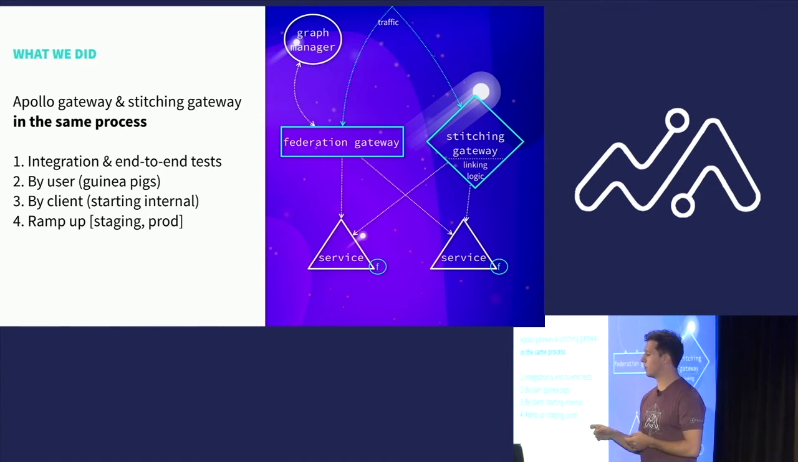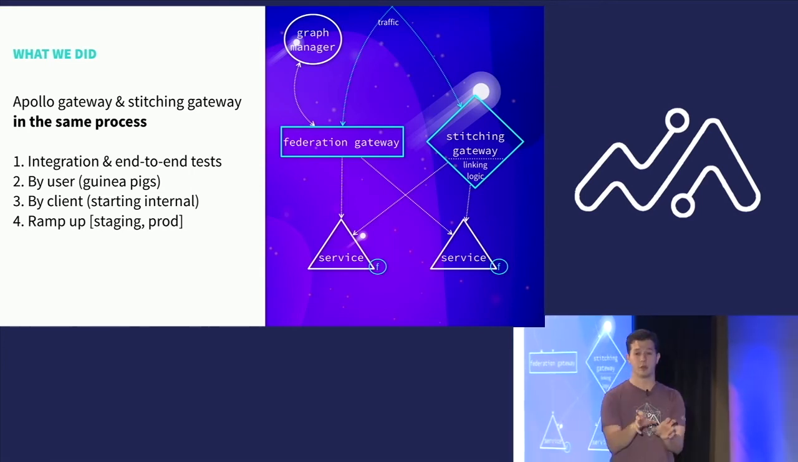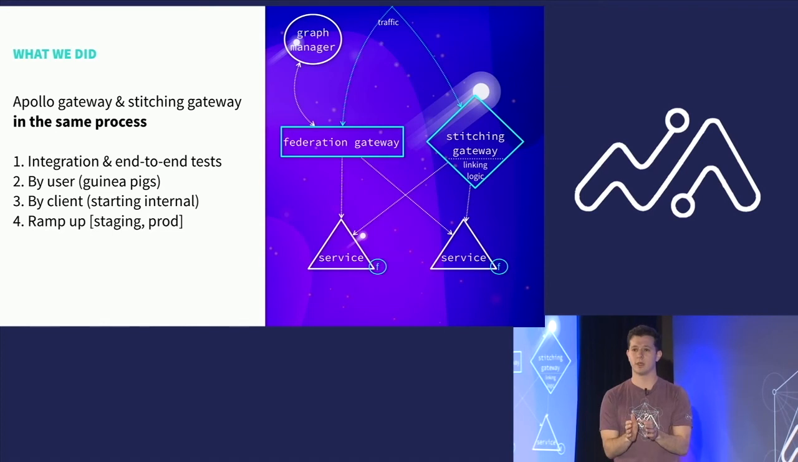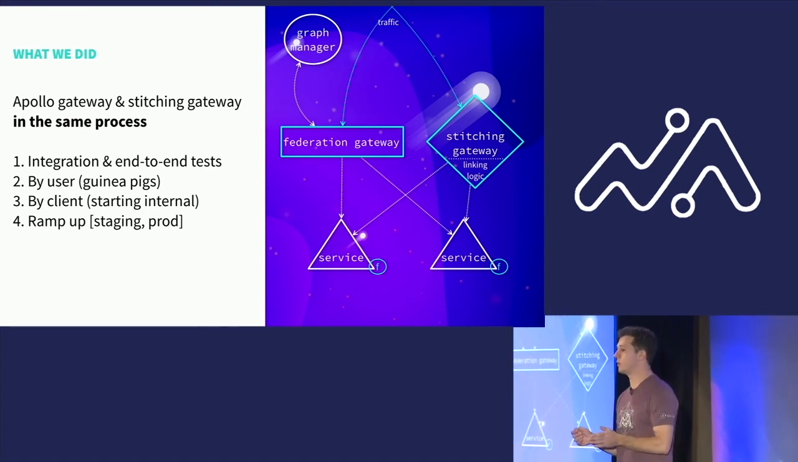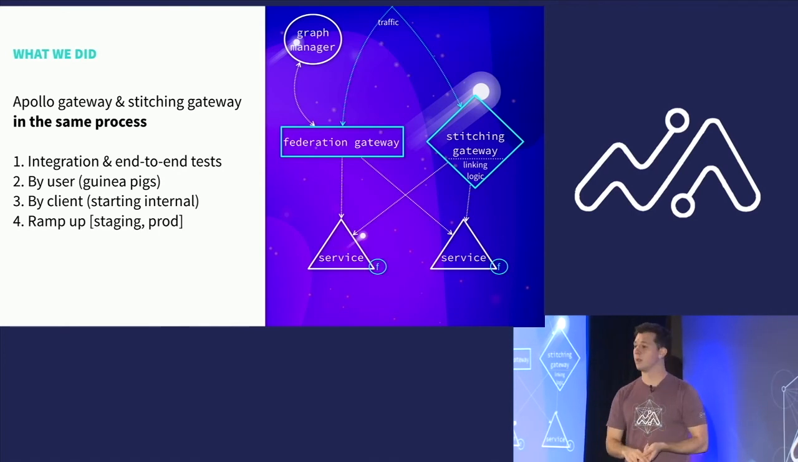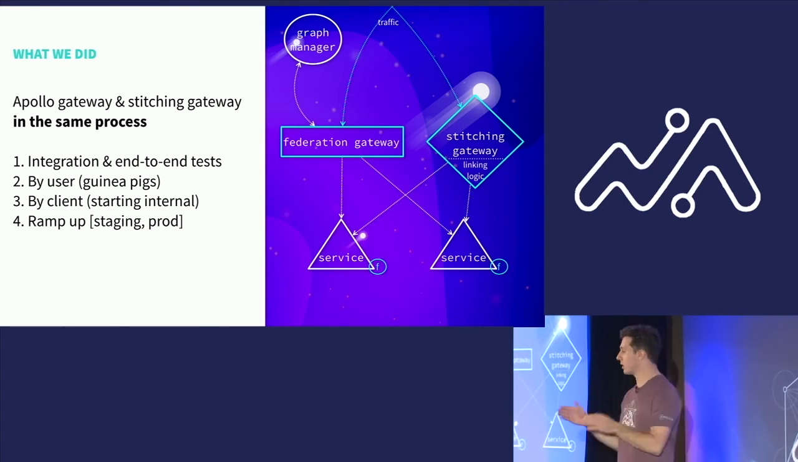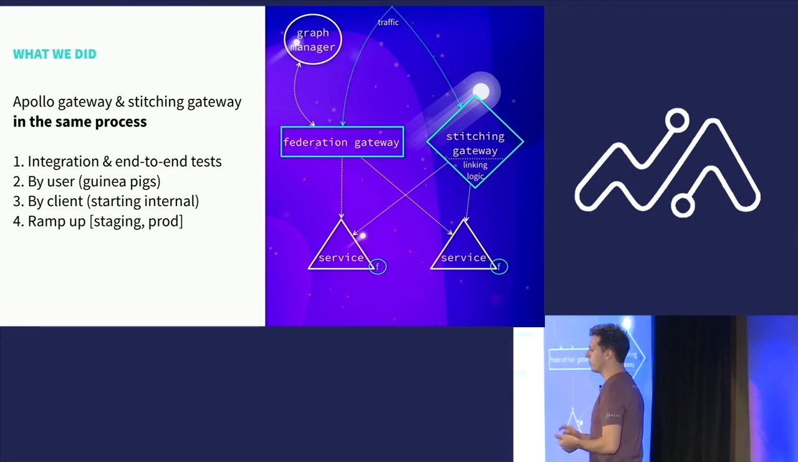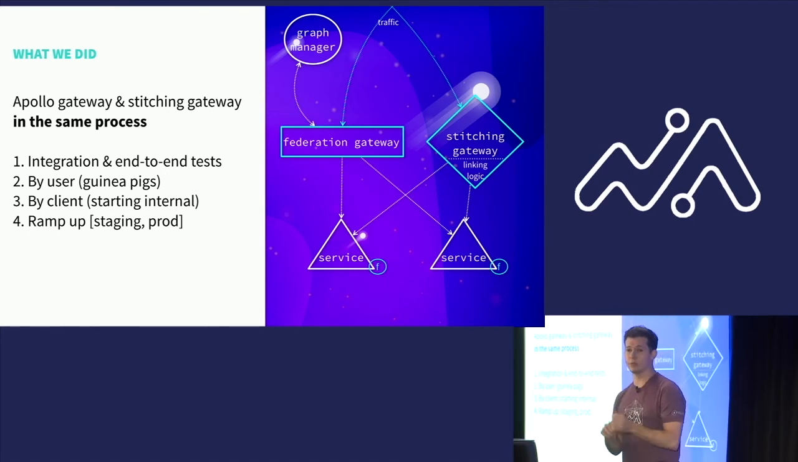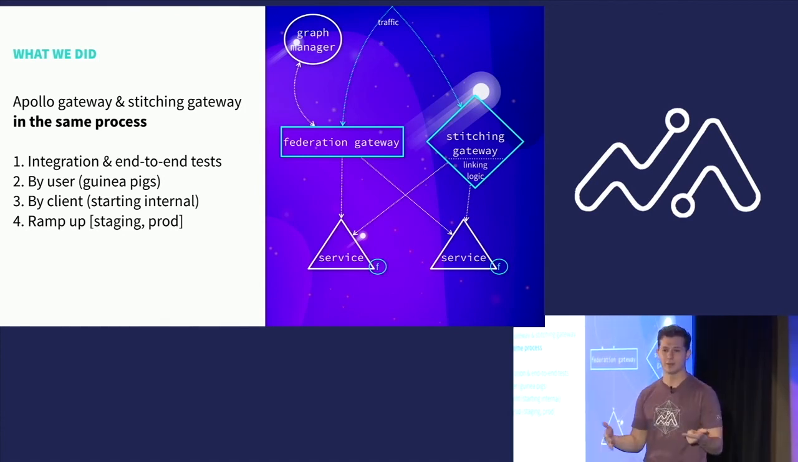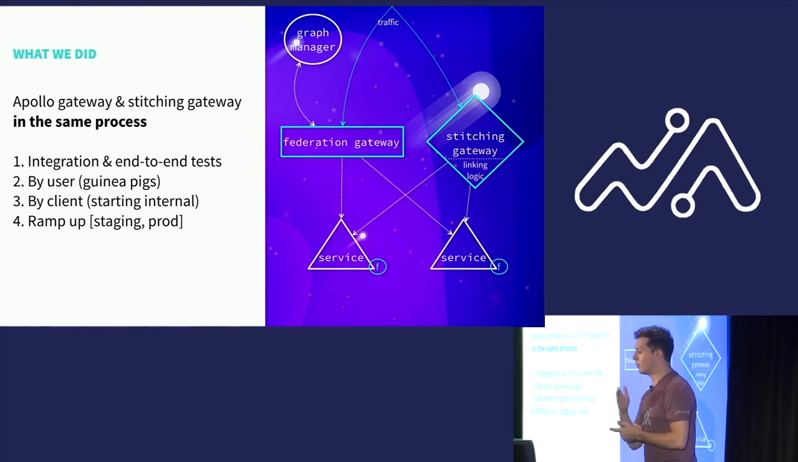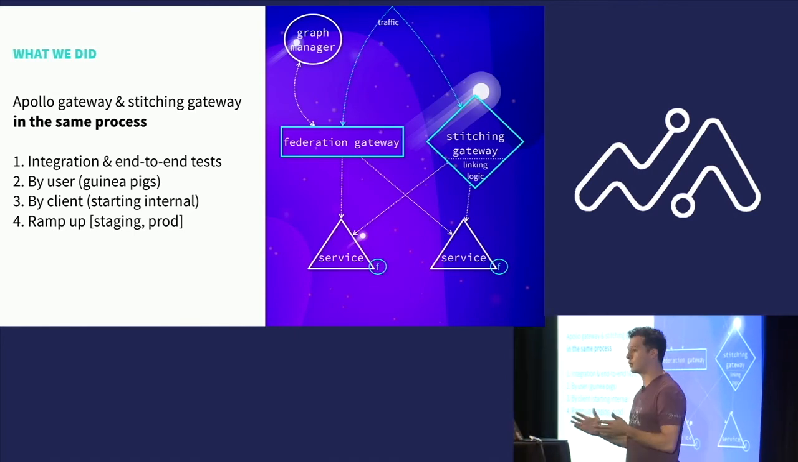One thing that we did was we ran the federation gateway and the stitching gateway actually in the same exact node process. This made it really easy for us to shift based on context, whether we wanted to switch by user or by client, to look at the federation gateway or to look at the stitching gateway. And we moved first all of our testing frameworks. We duplicated them, making sure that they could execute against both of the gateways. Then we moved over users, internal users, as guinea pigs so that we could check and see that everything worked. Then we ramped up clients and then all of our traffic in staging and production.